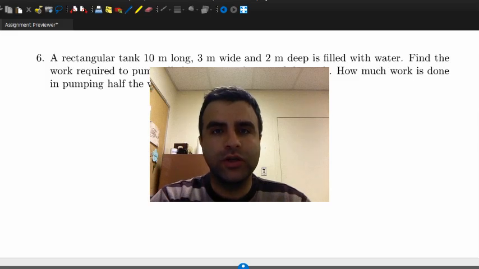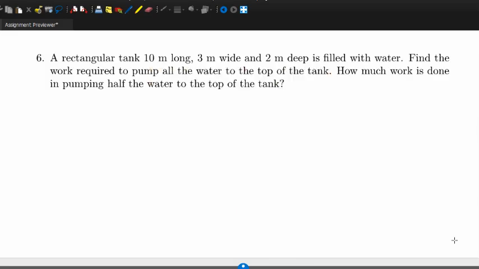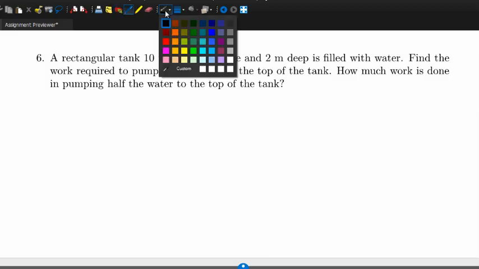Hi, in this tutorial we will see how to compute work needed to pump water or some other liquid out of a tank. Let's start with the following problem. In this problem we have a rectangular tank with certain dimensions and we want to find how much work is needed to pump the water out of this tank.